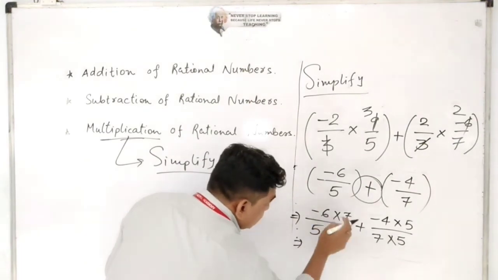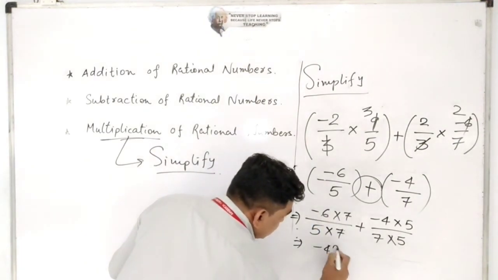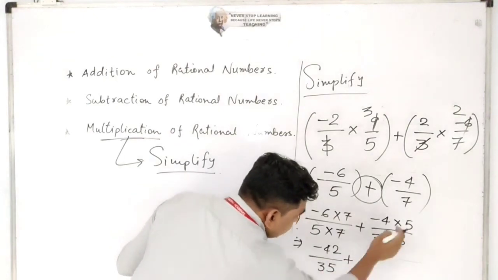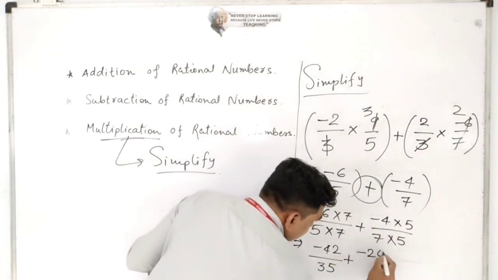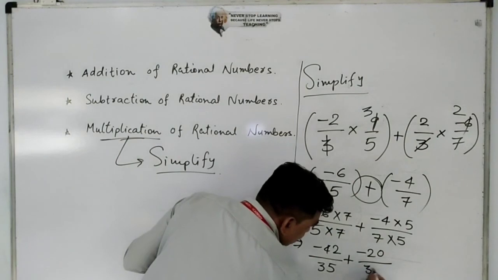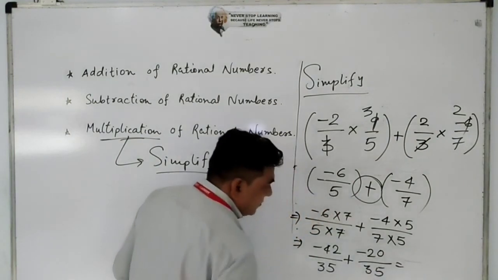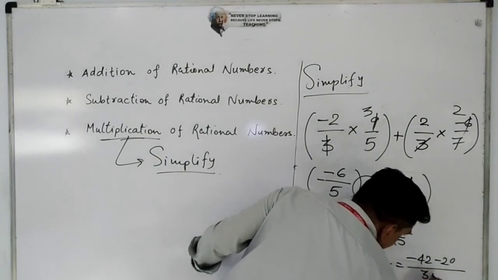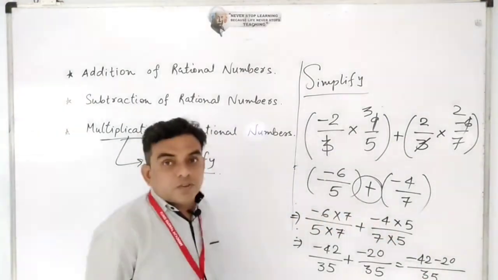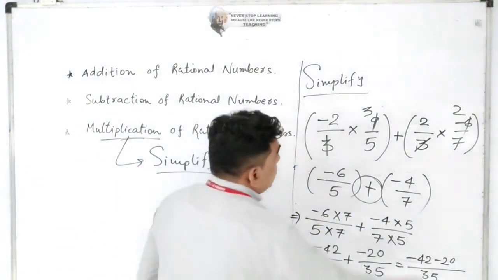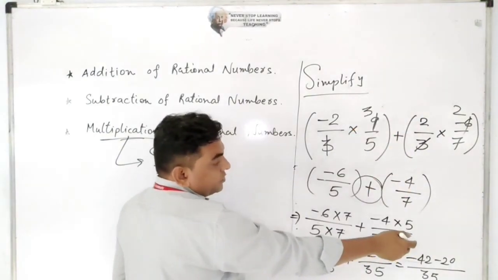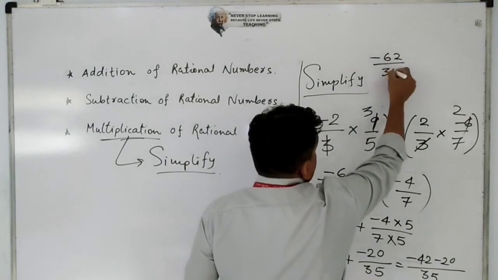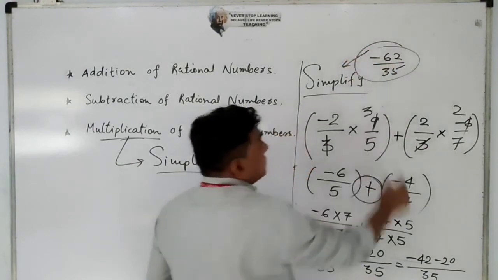You can just see here, students, 7 6s are 42, it is minus 42 divided by 5 7s are 35, plus 4 5s are 20, it is also already minus 20 divided by 7 5s are 35, students. You can just see here. Now minus 42 minus 20 divided by 35, then you will get the answer, students. I am going to write the answer here. It is minus 42 minus 20, it is minus 62 divided by 35, students. This is the answer of your simplification, students.